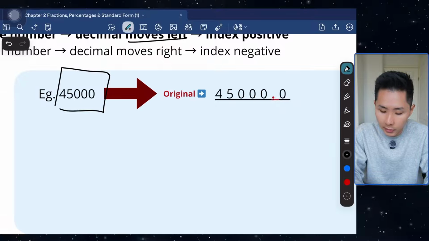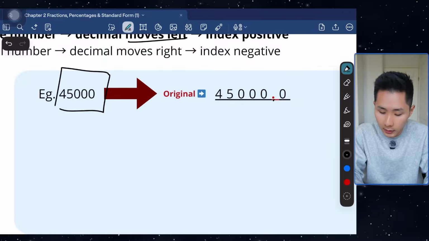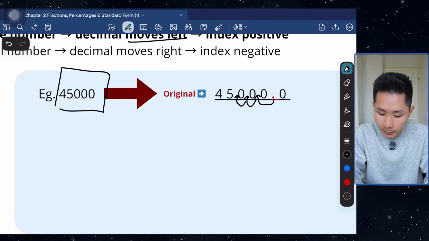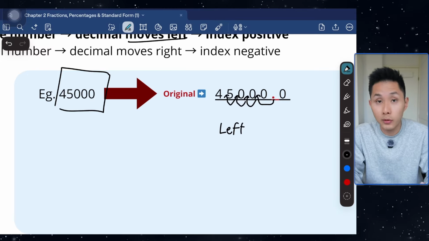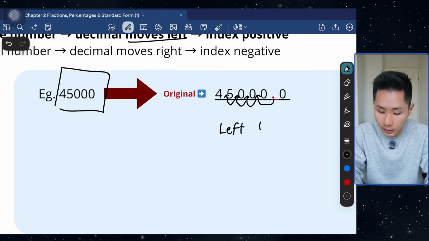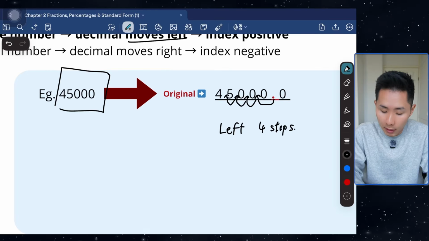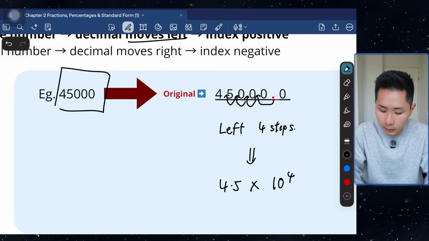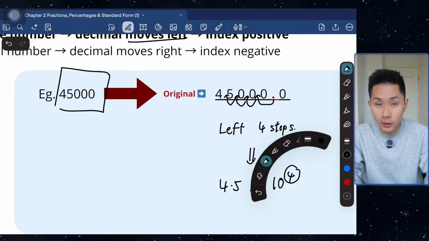So our goal is to move from here to here. Okay, so to do that, I'm going to move 1 step, 2 step, 3 step, 4 step. My decimal has moved 4 steps to the left, which means that my final value will be 4.5 times 10 to the power of 4. Positive because we move to the left.